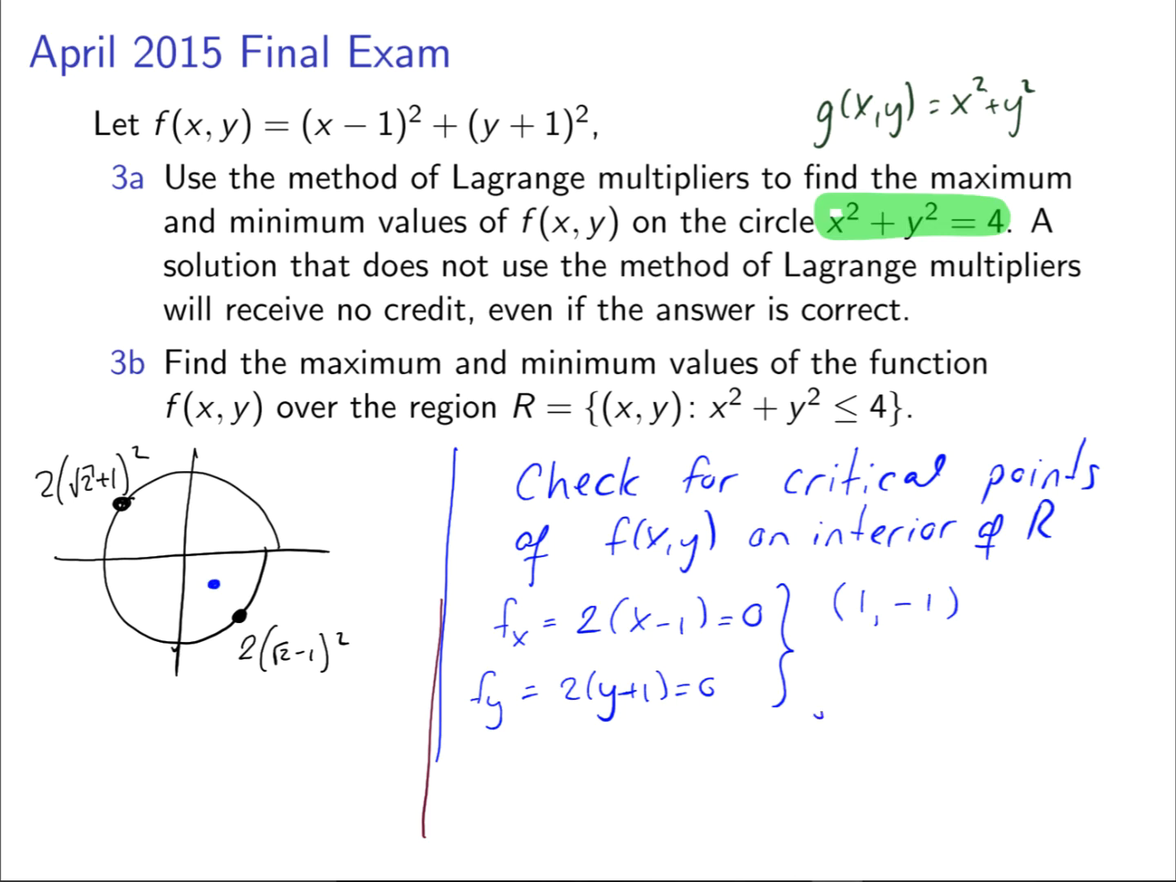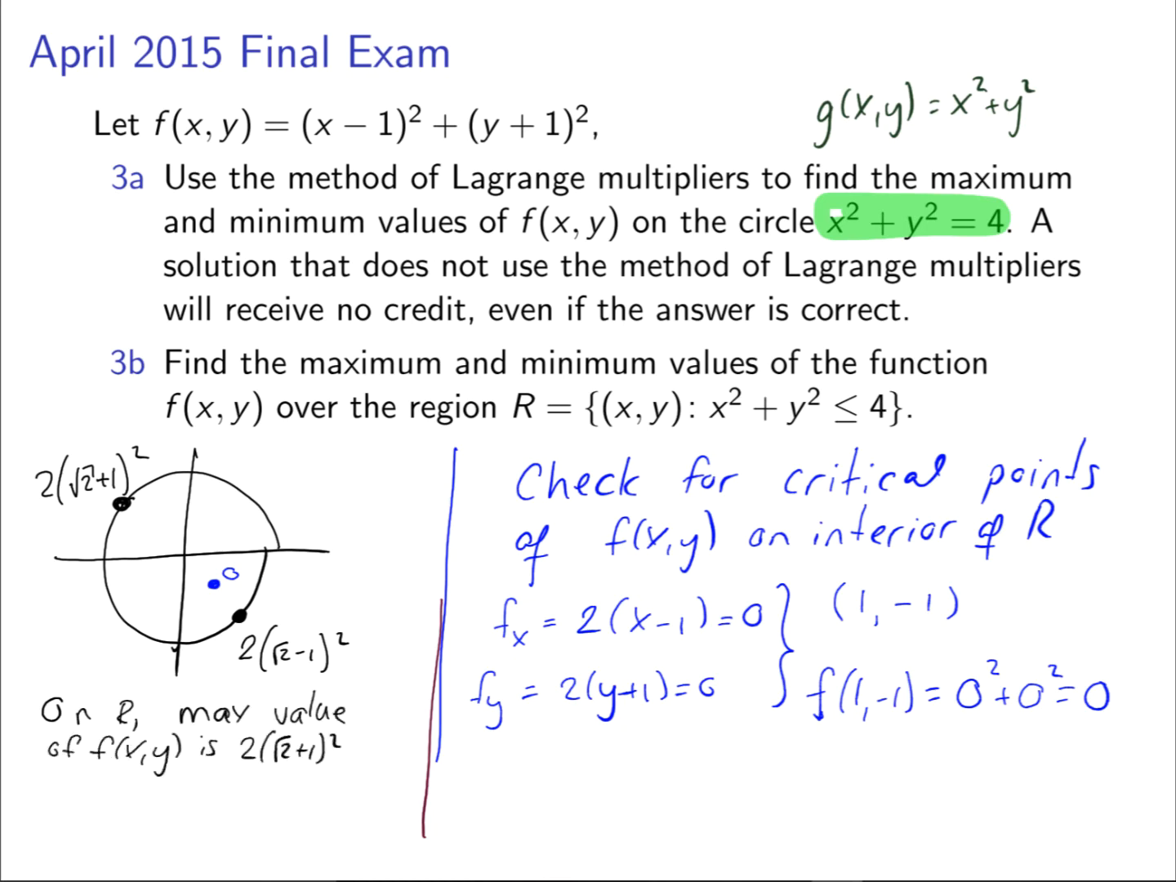Let's figure out what the value of the function is at this point. The value of the function here is 0, and that's smaller than either of my two boundary extrema, so that is the absolute extrema over the entire region. It didn't come up in part A because it doesn't exist on the boundary. In part B, I'm considering a bigger region. So on the region R, the maximum value of our function is 2 times root 2 plus 1 squared, and the minimum value of our function is 0.